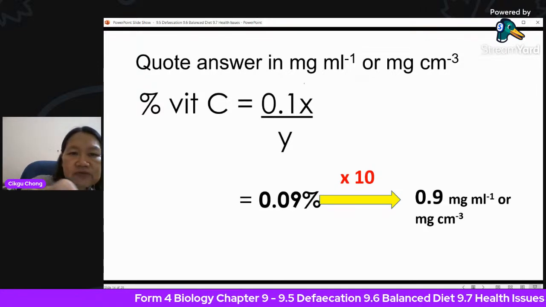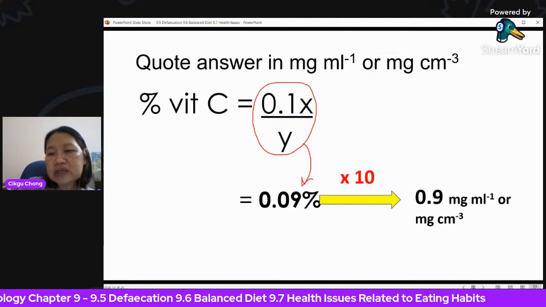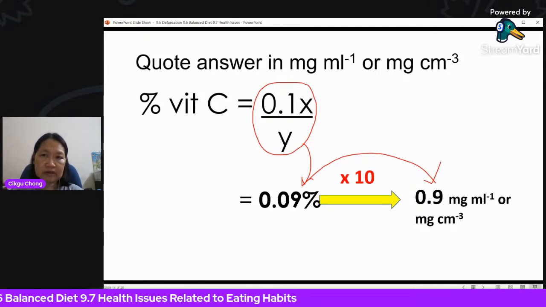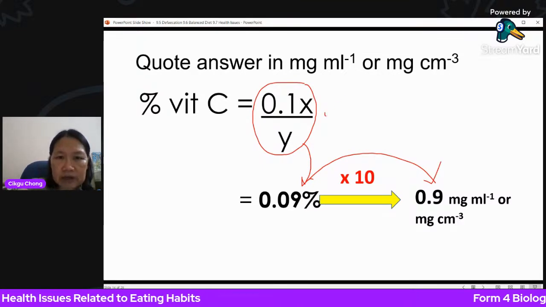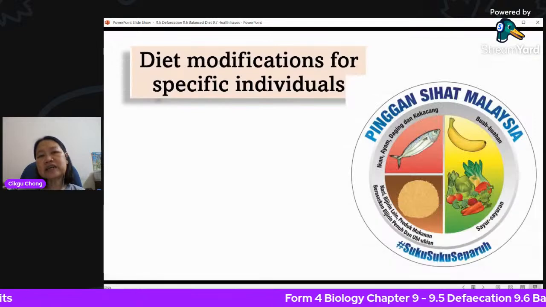That's why this formula is very important. You find it in percentage form. If you want it in mg per ml, you just times 10. You would have gotten the answer. Just times 10. Okay? Simple. Just always remember this formula in percentage first. Okay, now let's go on to the next part.